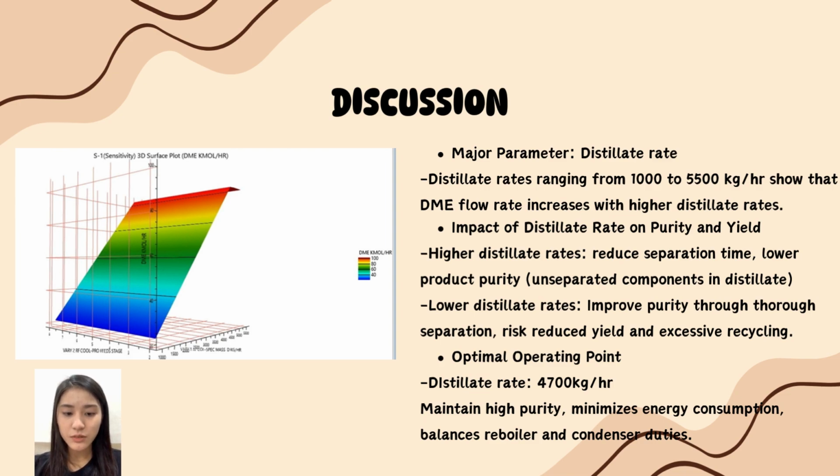If the distillate rate used is lower, it will improve purity through thorough separation. And if the rate is too low, it can lead to reduced overall yield and cause excessive recycling within the column. So, optimal rates such as 4,700 kg per hour can be used to maintain high purity, minimize energy consumption, and balance reboiler and condenser duties.